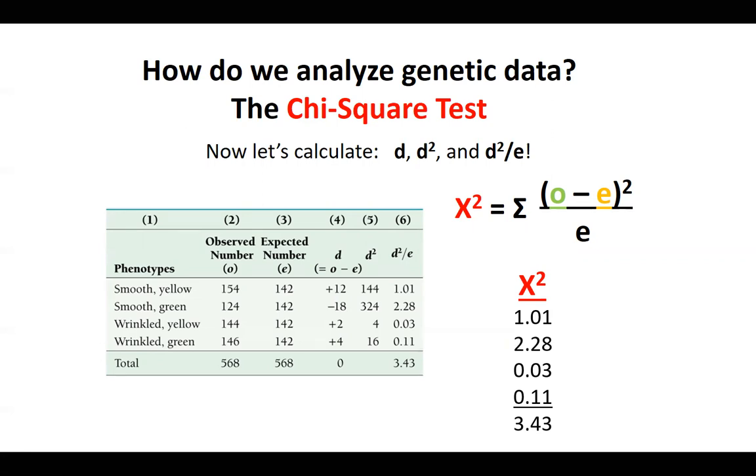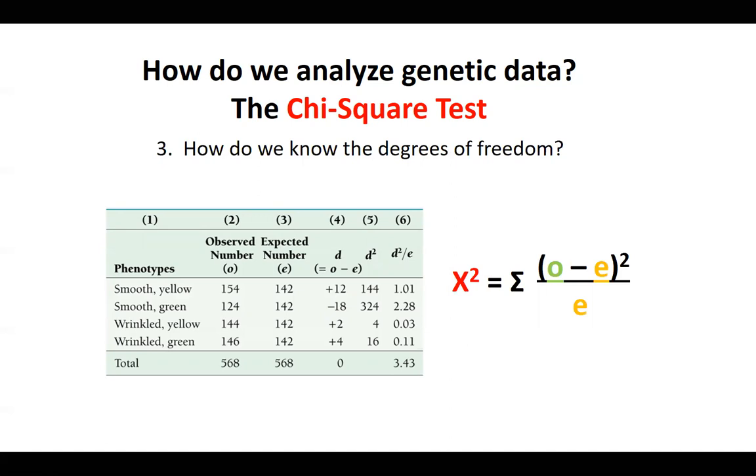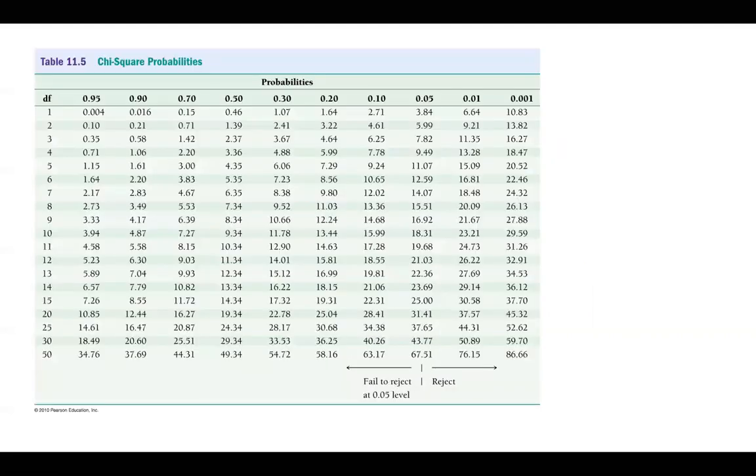So in order to figure that out, we're going to need one more piece of information, and this is called the degrees of freedom, which if you've taken statistics, this is something that you've heard about before. For the chi-square test, the degrees of freedom is the number of phenotypic classes, 1, 2, 3, 4, minus 1, 1, 2, 3. So this is 3. The degrees of freedom is 3. Our chi-square value is 3.43. Armed with that information, we can now actually learn something.